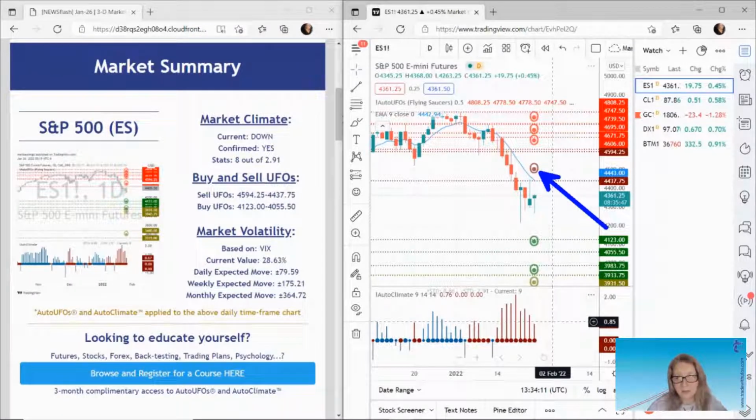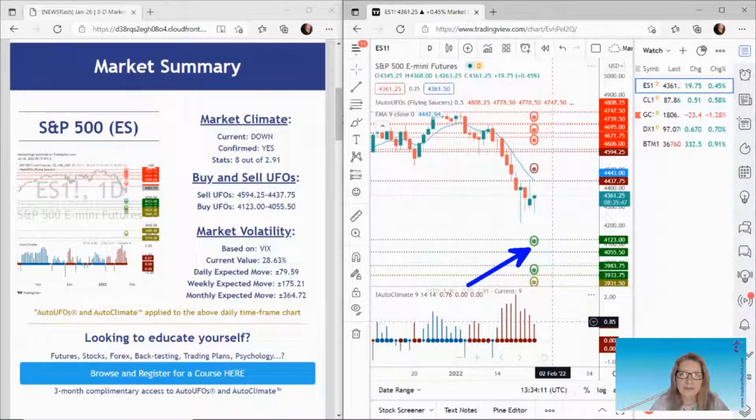45.94.25 to 44.37.75. Now they've already worked once. They pushed price down, price came up, hit the sellers, and was pushed down from there. So we already have evidence of these sell orders working. We then have buyers down here at 41.23 to 40.55.5. So we've got a little way to go.